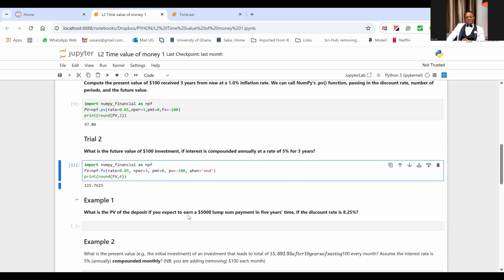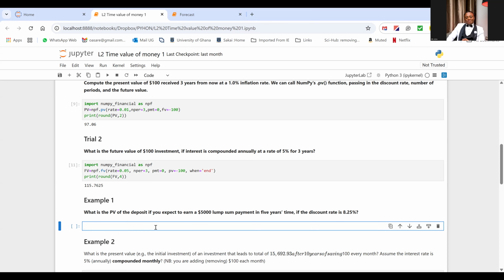If you expect to earn a 5,000 lump sum payment in 5 years' time, if the discount rate is 8.25%, what is the present value of the deposit? I want you to calculate this in 2 minutes and let me know. And guys, if you don't understand, please ask. Privately send me the answer.